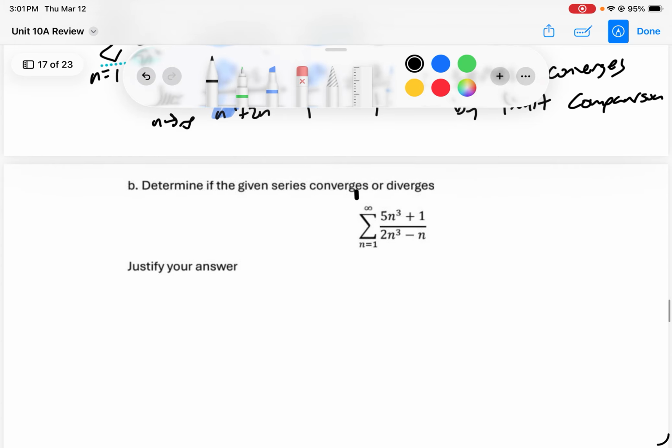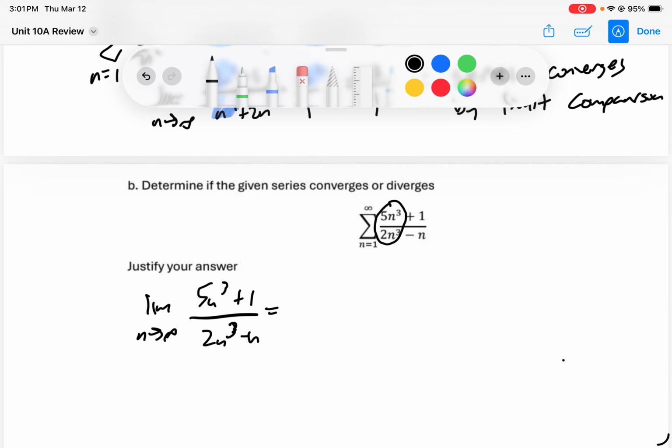Determine if this series converges or diverges. For this one, I'm going to look at the nth term test and realize that the limit as n approaches infinity of 5n cubed over 1, so the sequence, is equal to 5 halves, which is not 0, therefore the series diverges by the nth term test.